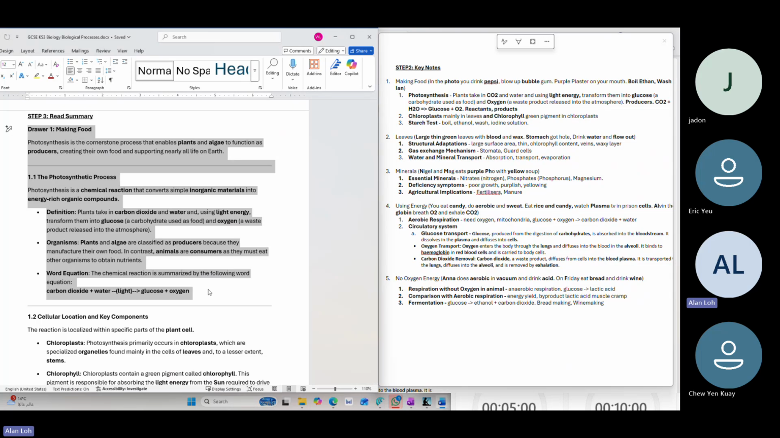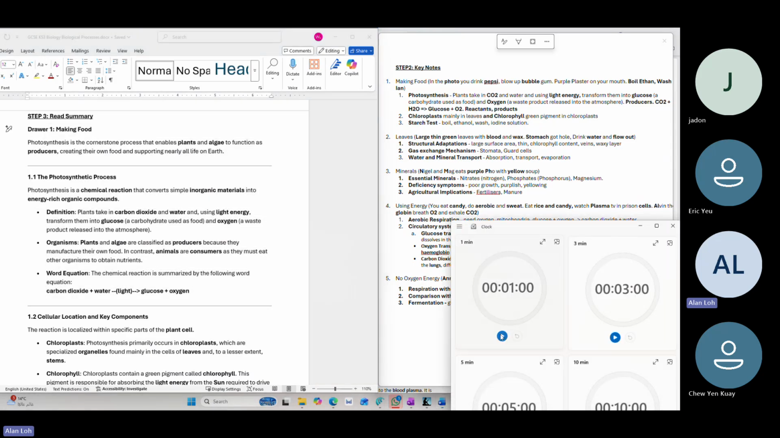Step 3 is helping you to build a little bit more for drawer number 1. And this is not drawer number 1 only. This is drawer number 1.1. You're going to have 1.2, 1.3, 1.4. So let's start now for 1 minute for you to read this highlighted part. Let's start now.